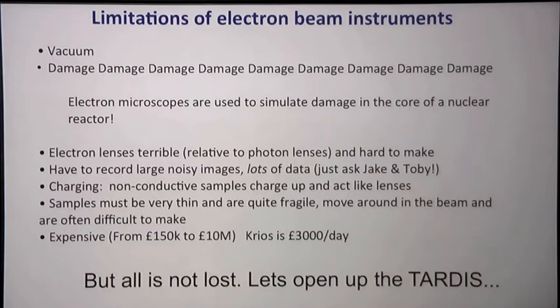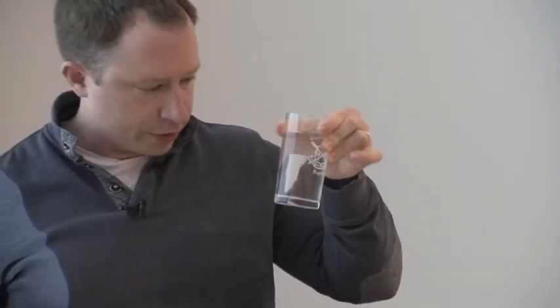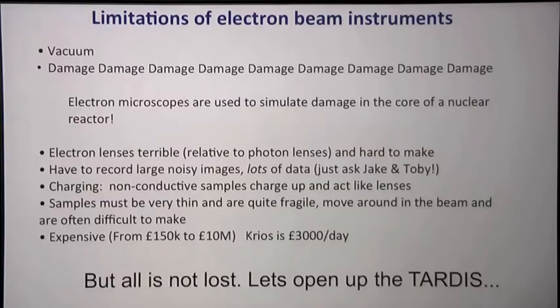The next problem, electron lenses. They're actually really bad. We'll talk about it a little bit more in detail, but basically lambda for lambda, if you compare it to an optical microscope, an electron microscope lens is about as good as the bottom of this water glass, right? And so we have to deal with that problem as well. What else? Large, noisy images, lots of data. I don't think I needed to tell anybody that.